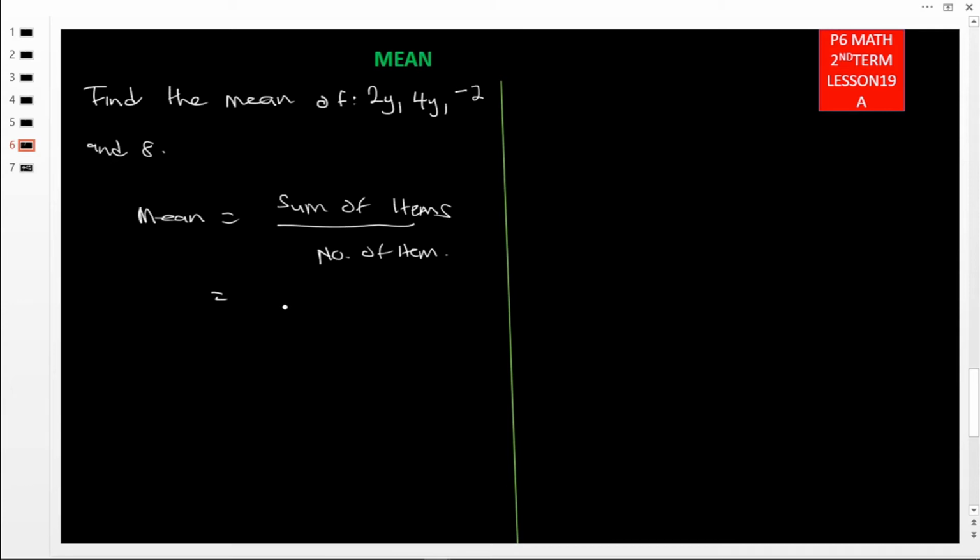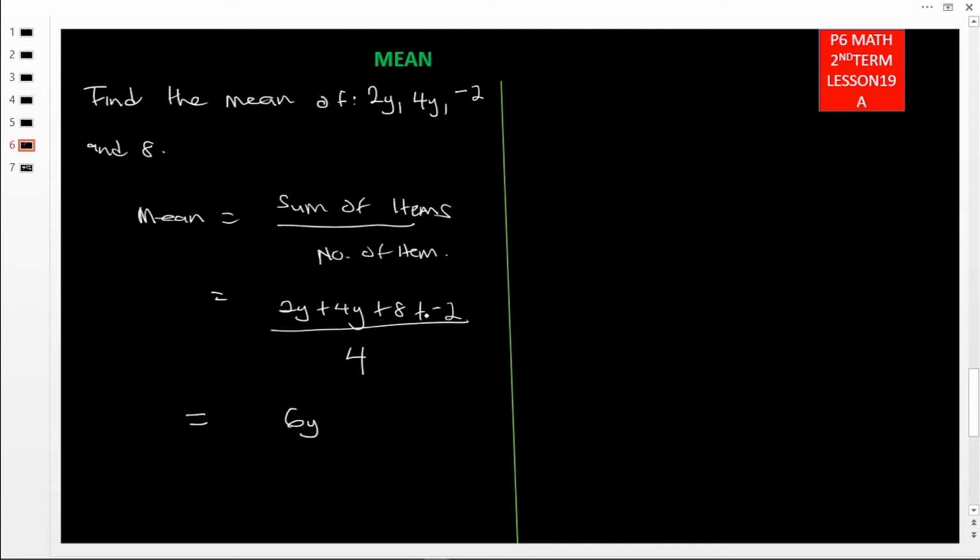We are getting the sum, that is 2y plus 4y plus 8 plus negative 2. So I've added this and that. Now out of how many are they? 1 2 3 and 4. So they are 4. So we are now going to deal with like terms. So 4y plus 2y, you have 2 y's, then 4 y's. How many y's are those? They are going to be 6 y's.